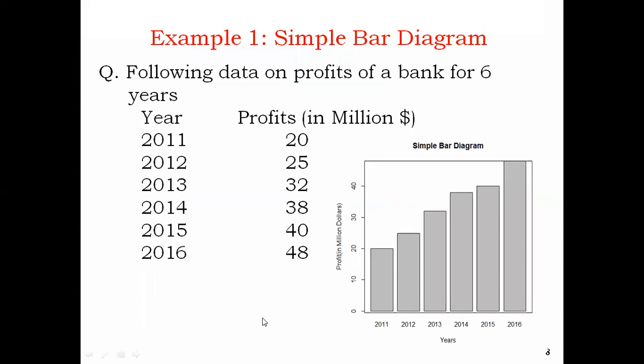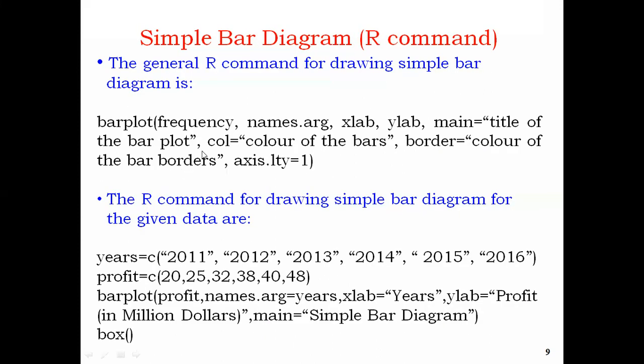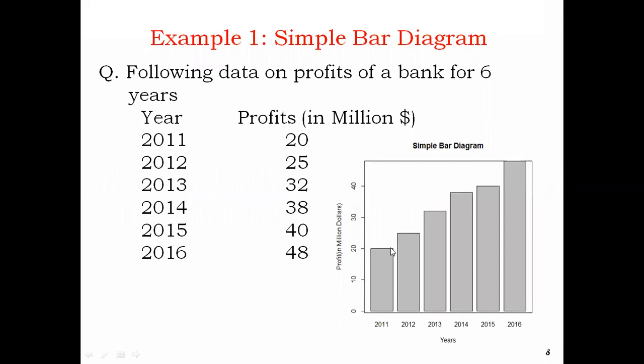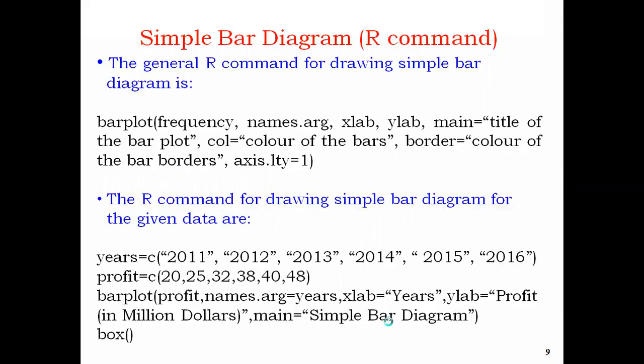So this will come. Now you see here COL, that means the color of the bars, but I'm not using COL here. In this command, our command, I'm not using color here. Then border, color of the bar borders. Border means this border, we can color it, and we can give the bar color also. But in this command I'm not writing COL equal to color of the bars, then border color of the bars. This depends on you.